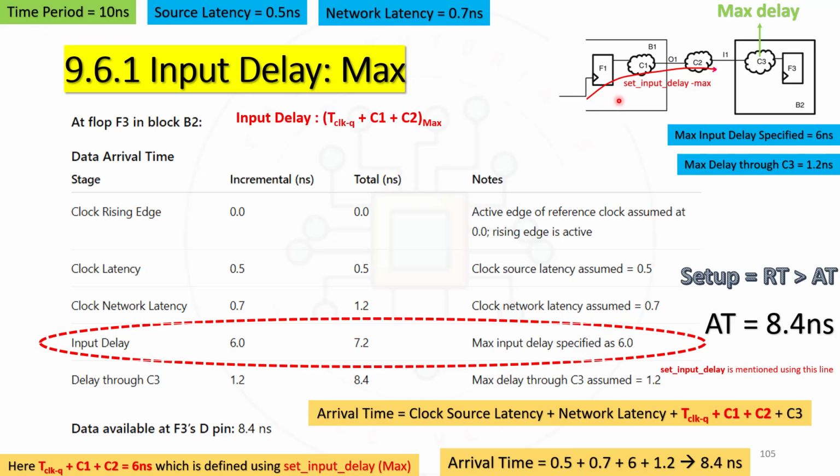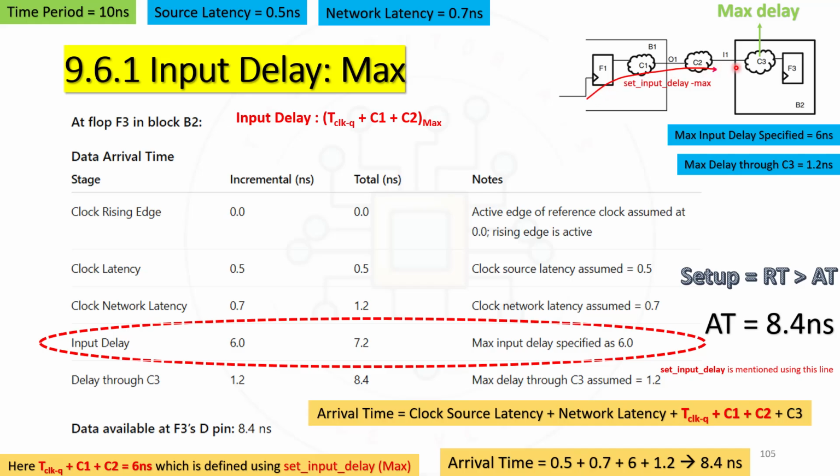For this particular figure, I am assuming a time period of 10 nanoseconds, source latency of 0.5 nanoseconds, and network latency of 0.7 nanoseconds. All these terminologies we have covered in my previous videos, so please check those lectures before seeing this video. See here at flop F3 in block B2. We are trying to analyze at flop F3 which is present in block B2. So let us go step by step.